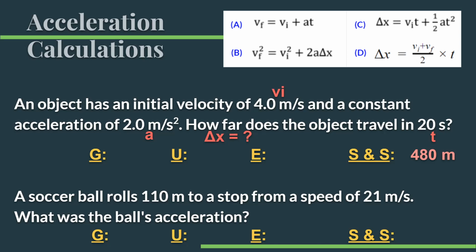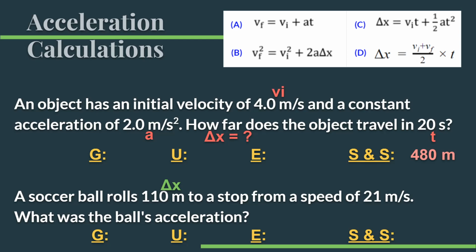So I'm going to go piece by piece. A soccer ball rolls 110 meters. What is 110 meters going to be? My displacement. Okay, so it rolls 110 meters to a stop from a speed of 21 meters per second. What other pieces of information do you see in that sentence? An initial velocity of 21. Okay, what else? Anything else?